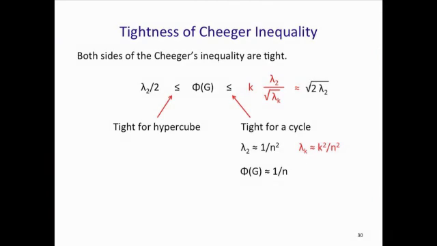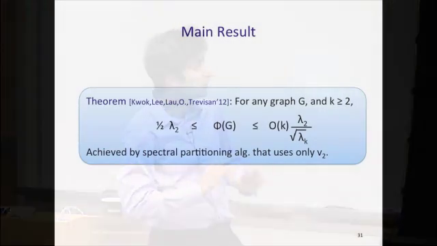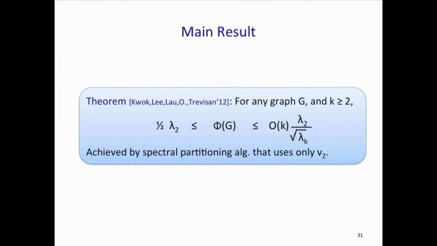So let's look at the kth eigenvalue of a cycle. It's about k squared over n squared. Now, you can see that k lambda 2 over root lambda k for a cycle is about root lambda 2. So although root lambda 2 was tight, this is also tight. So basically, we show that this wasn't a coincidence for a cycle. It actually holds for any graph. For every graph G, phi of G is at most order of k lambda 2 over root lambda k.